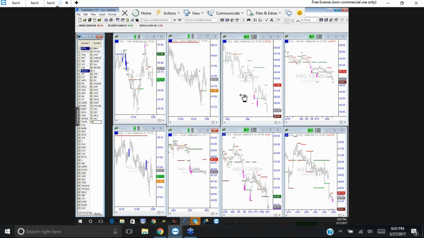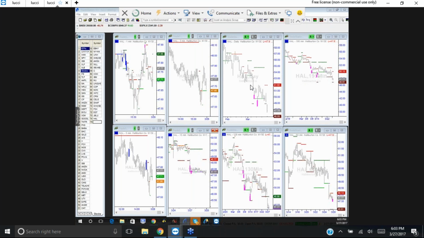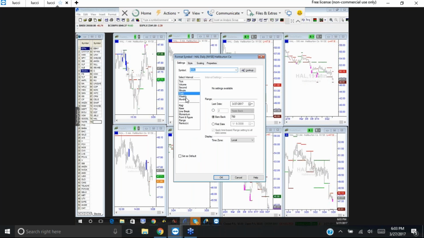Alex, you want to walk them through Halliburton? Yeah, I'm looking at Halliburton on my machine. I don't see much in Halliburton. If you right-click and change one of these time frames to weekly, there's a really good signal that I posted in OXY. Okay. Just go to format symbol? Yeah, format symbol, and then you'll see there's a way to flip it to weekly, and that's the way to go.